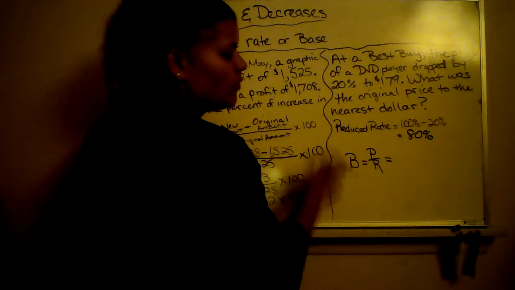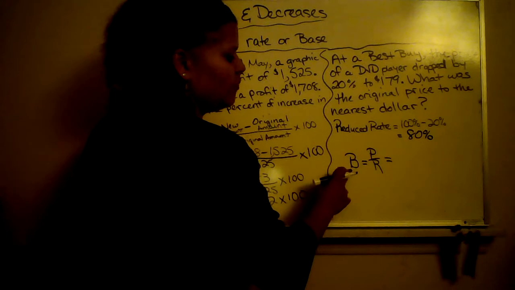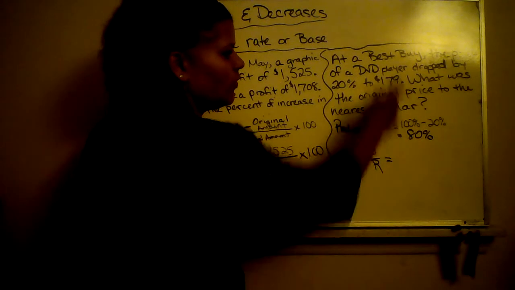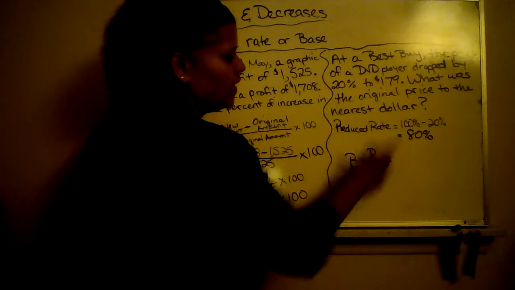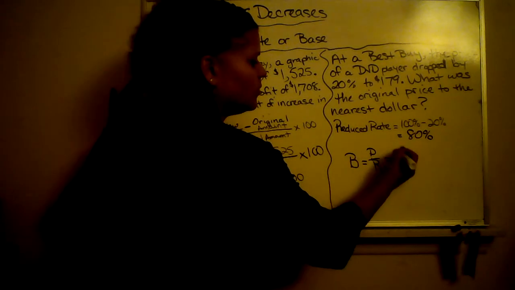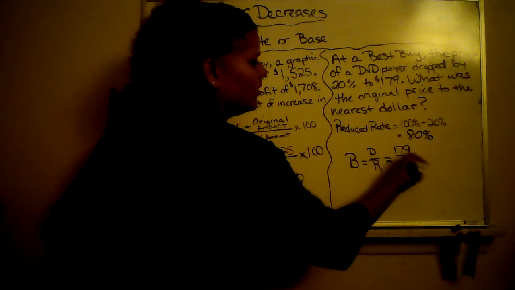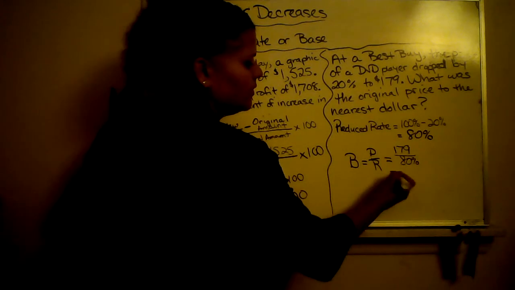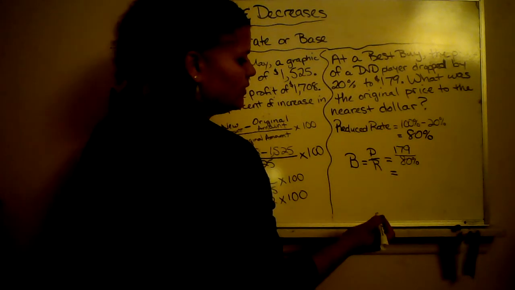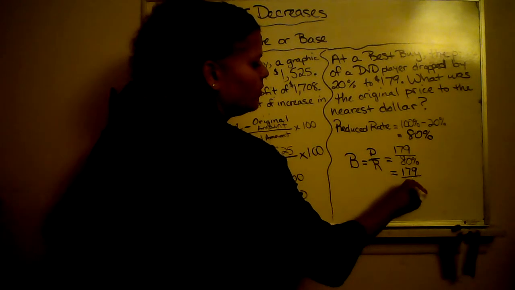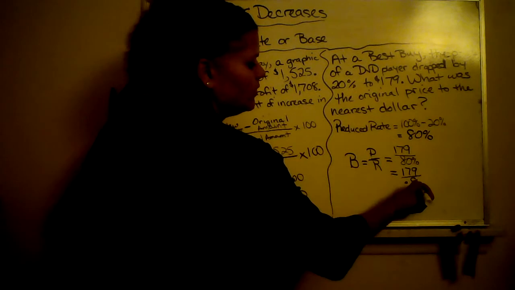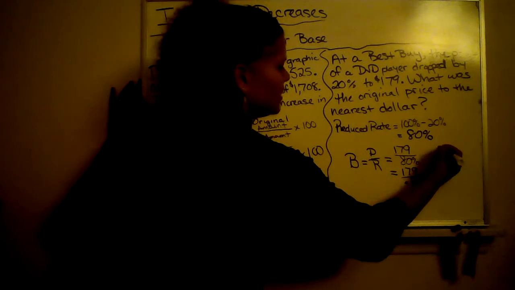So now the best formula we can use for this to find the base is the portion or the part of the price divided by the rate, and the rate is 80%. So when you take this portion, 179, you divide it by 80%. So you're really saying 179 divided by 0.8. So then you divide into it. We could do it right on the side over here.